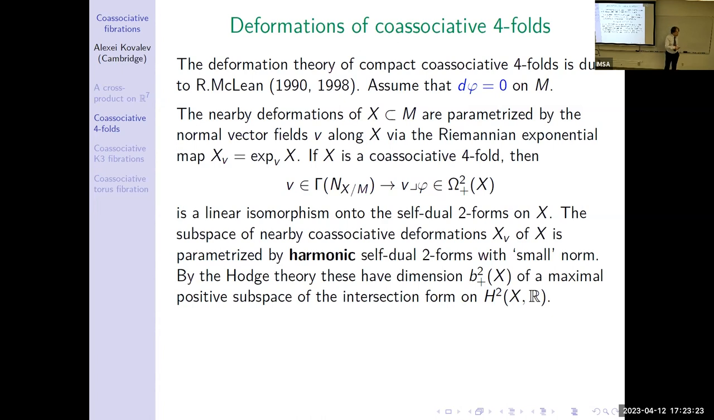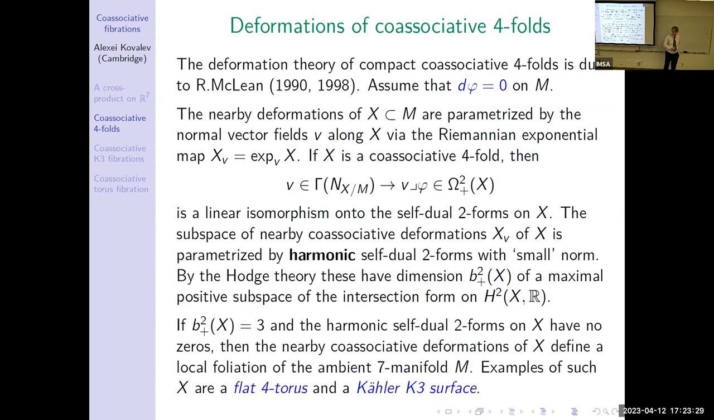Now we may be interested in the situation when this positive part of the second Betti number is equal to 3, because in that case we have a four-dimensional submanifold inside seven dimensions with three-dimensional possibilities of deforming. It may happen that the nearby deformations will give us something like a local foliation of the seven-manifold. More precisely, if those self-dual two-forms which encode the deformations have no zeros, then indeed locally that will be a foliation. So when can that happen? We then want four-dimensional manifolds with positive part of the second Betti number equal to 3.